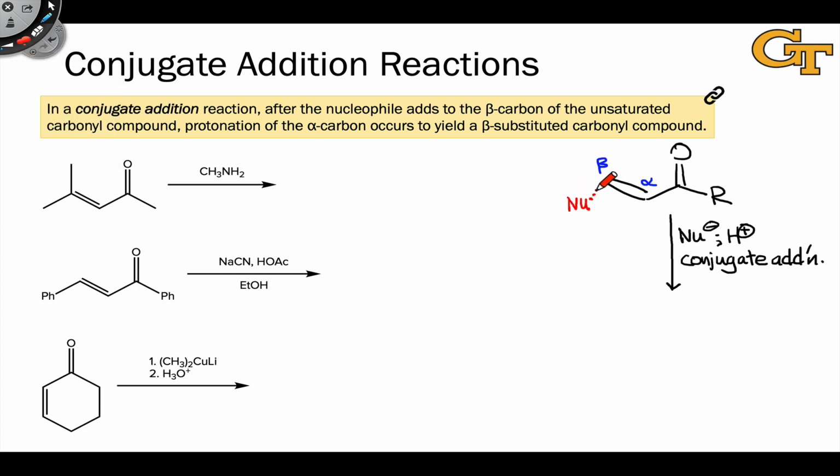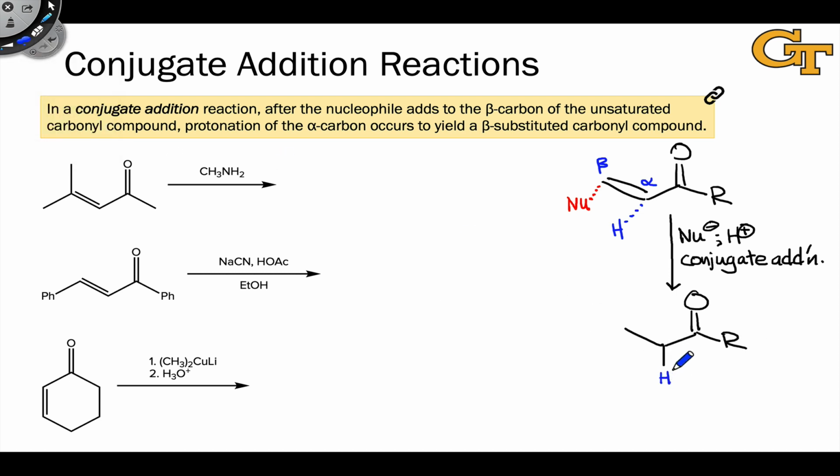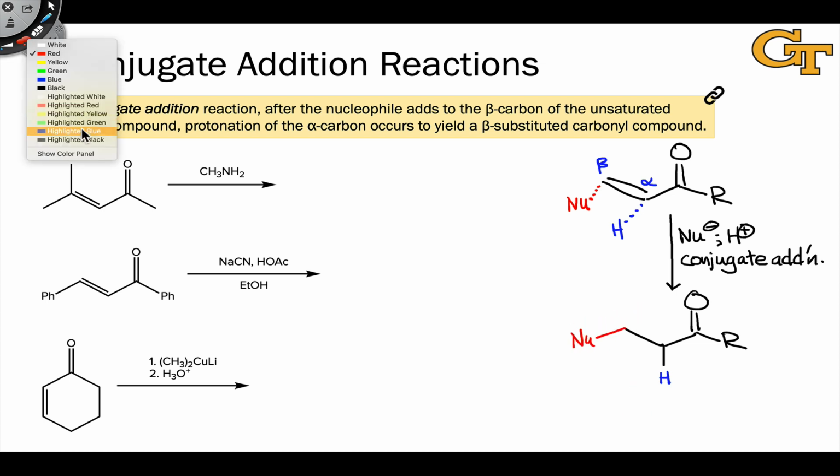In essence, the nucleophile and H+, quote-unquote, often involved in workup, add across the alpha and beta carbons in a conjugate addition reaction. This results in a new bond to H at the alpha carbon and a new carbon nucleophile bond at the beta carbon of the alpha-beta unsaturated carbonyl compound.